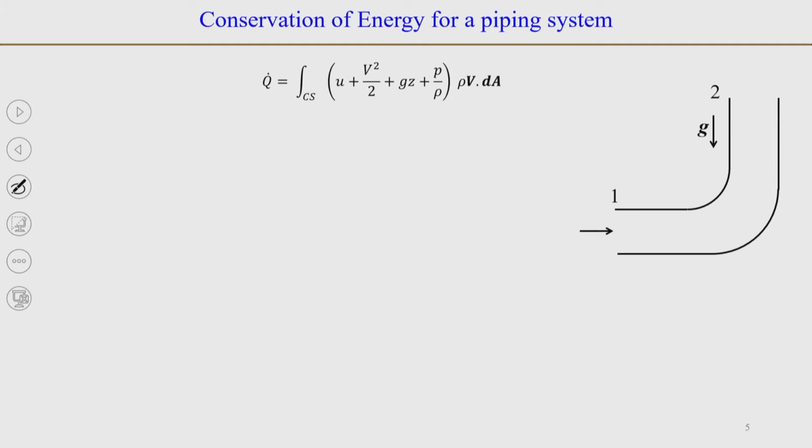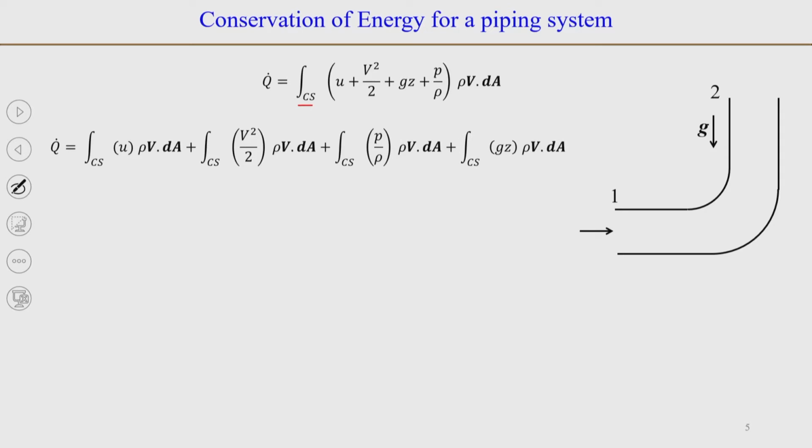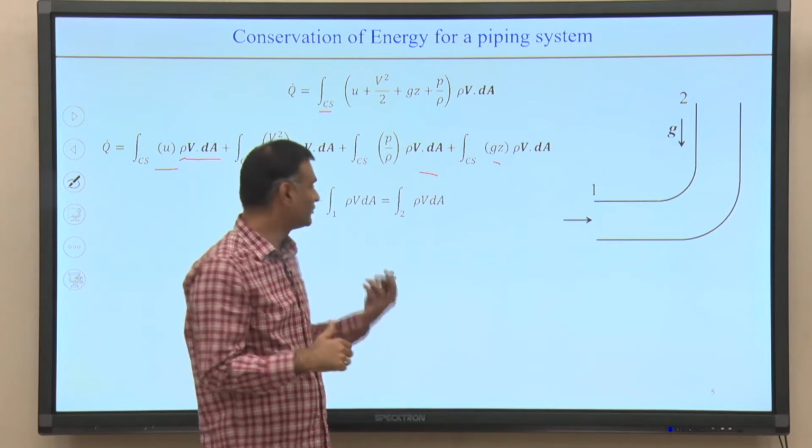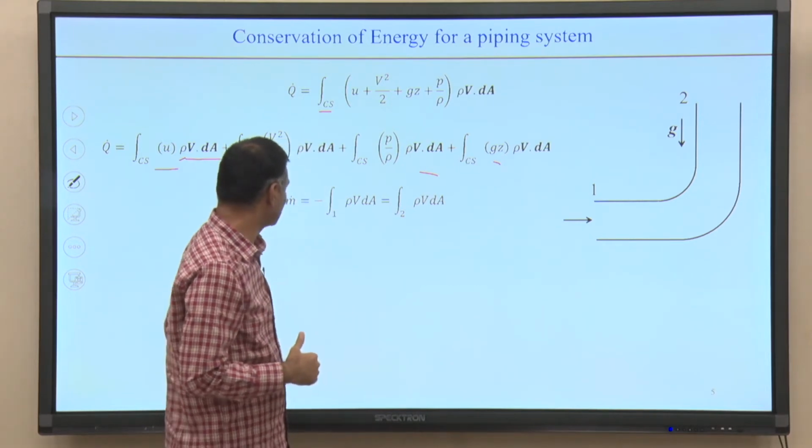So, if we write down this equation considering the control surface, then we will have the two surfaces, surface 1 and surface 2, where the velocities are not 0, and we can write down for each term. We have V dot dA coming into the picture, and then rho together with it, because we will know the volumetric flow rate or the mass flow rate. So, we will write this in terms of mass flow rate.